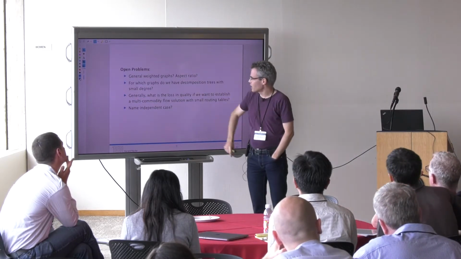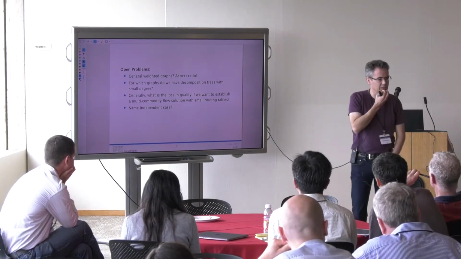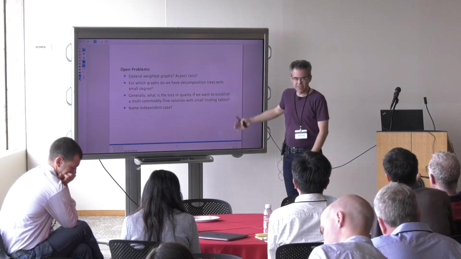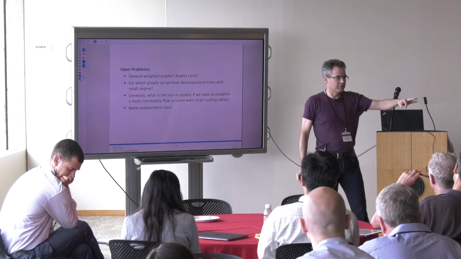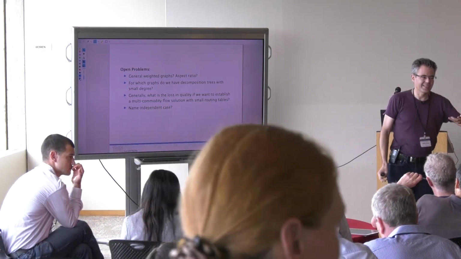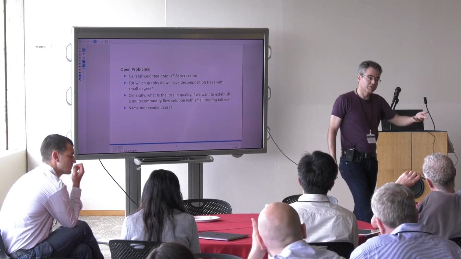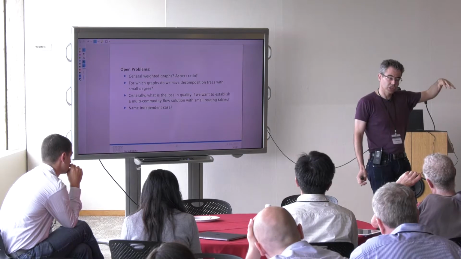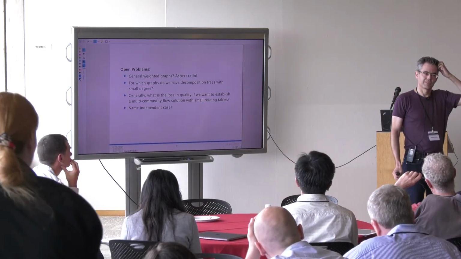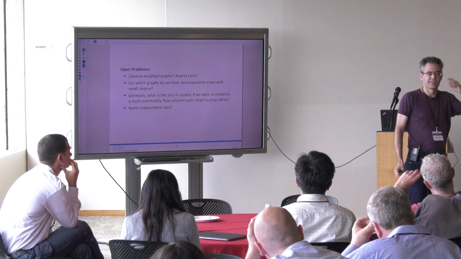Can I do this for general graphs? For which graphs do I have a decomposition tree with small degree? And in general, if I can solve a multi-commodity flow problem with some congestion, can I get some solution with small congestion, maybe a little bit larger congestion, and with small routing tables? Is something like this possible? Maybe one can do something like this. I would not rule it out.